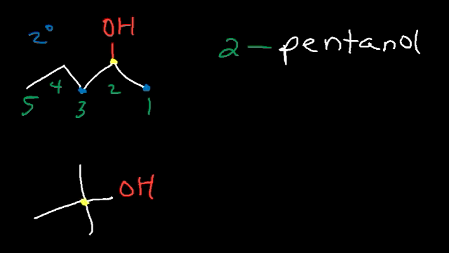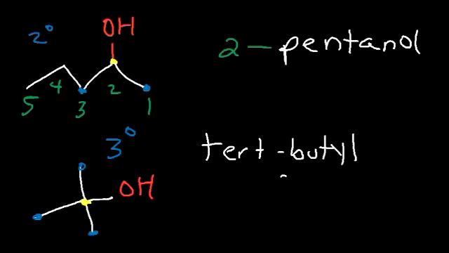Now for this one, the carbon that is directly attached to the OH group has 3 other carbon atoms connected to it. So what we have here is a tertiary alcohol. Now the common name for this alcohol is tert-butyl alcohol. So that's the common name. What about the IUPAC name?